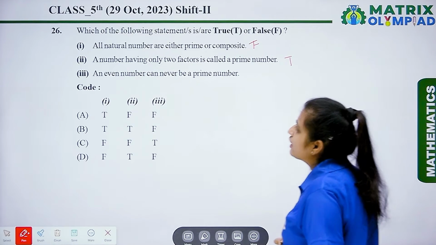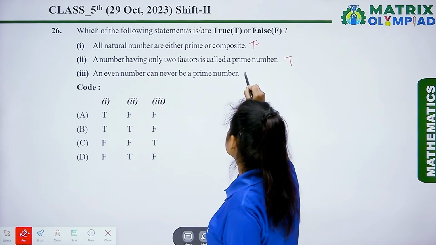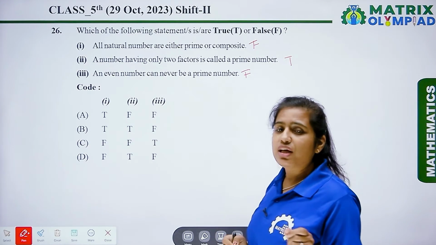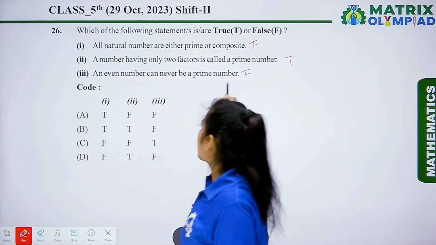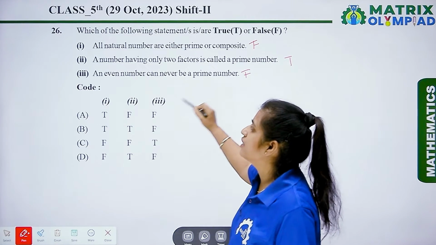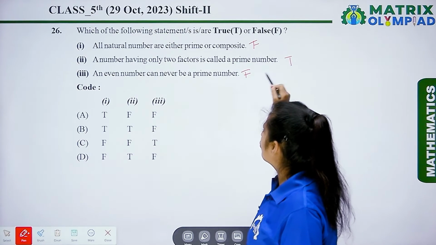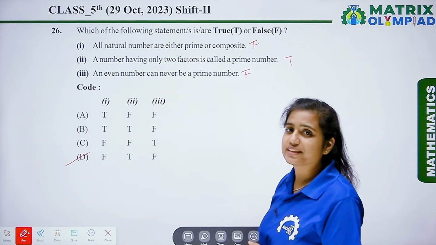Next is, an even number can never be a prime number. So this statement is false because an even number is 2 also, and 2 is a prime number. So this statement is not true. So here the sequence is false, true, false. So here option D is the correct answer.